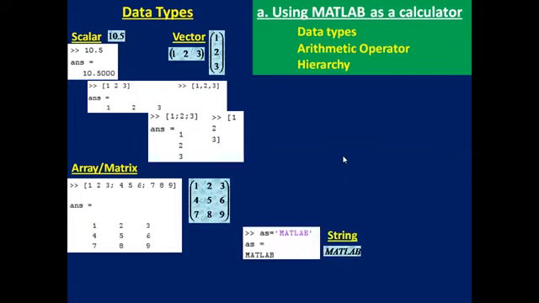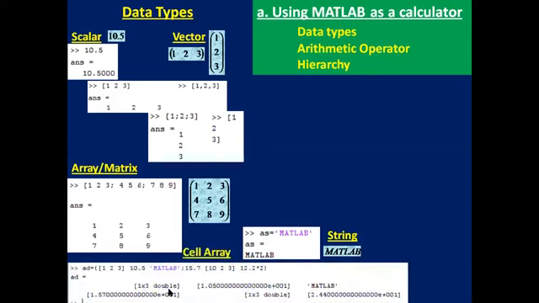So next we will see string, that is nothing but a character array. I have given MATLAB, this is going to be a string. Whenever you want to give anything as a character, you have to use a single quote, then type the character and end with a single quote. See, a string or character array is represented by giving single quotes. And then another one is the cell array.